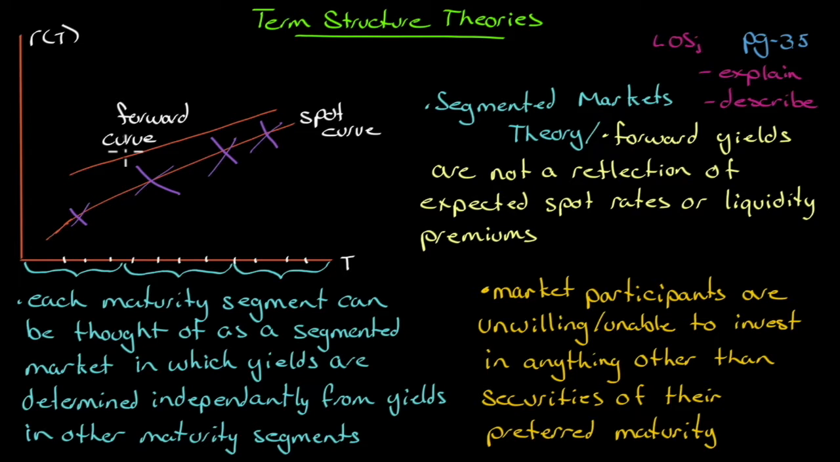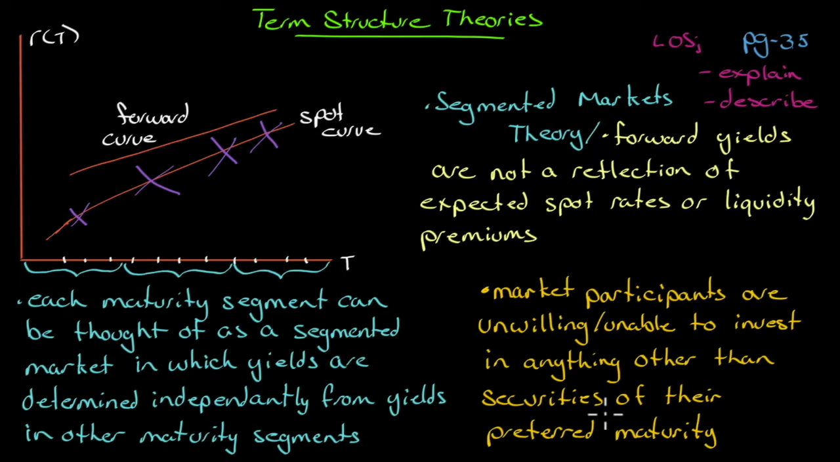It's really just noise. So forward yields are not a reflection of expected spot rates or liquidity premiums. Hence, there's nothing in there. If you like this idea, you would say the forward curve to me is useless. Each maturity segment can be thought of as a segmented market in which yields are determined independently from yields in other maturity segments. So if they're independent and not dependent, you can't imply a forward curve of independently derived rates. Market participants are unwilling or unable to invest in anything other than securities of their preferred maturity.